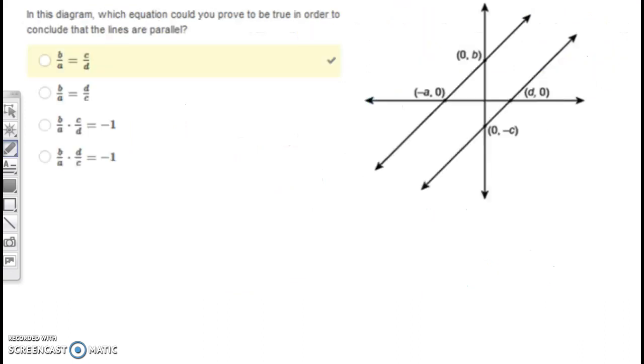Okay, last one. In this diagram, which equation could you prove to be true in order to conclude that the lines are parallel? All right. So you have to kind of think about parallel lines. Parallel lines have the same slope. And remember, when you're looking at a graph, the slope is rise over run.